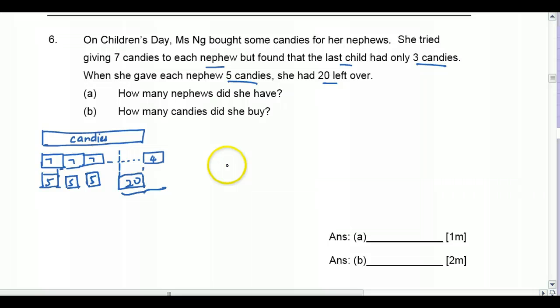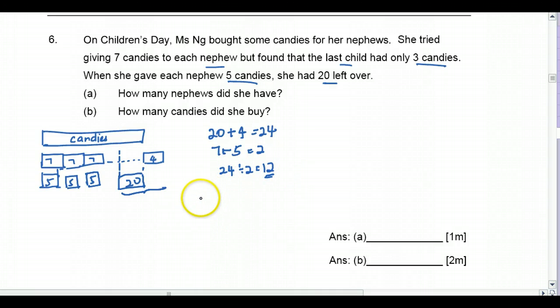My first method: I take my 20 candies plus the 4 candies, I will get 24. In this gap, I have 7 candies for each child versus 5 candies for each child. So my 7 minus 5, I will get 2 candies. So 24 divided by 2 is 12. So she would have 12 nephews.